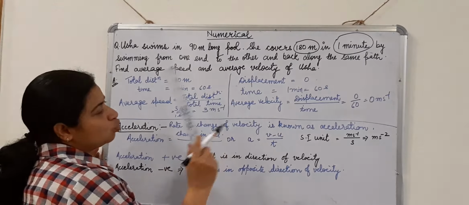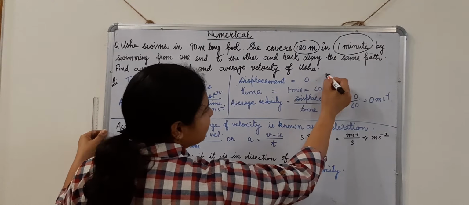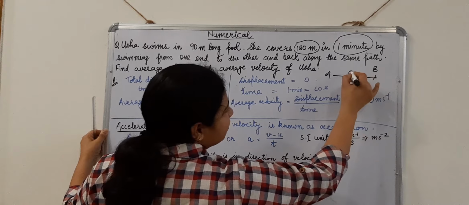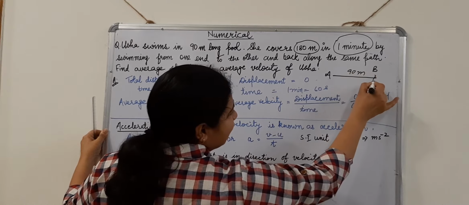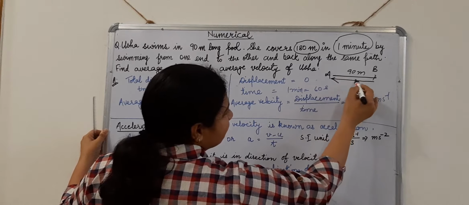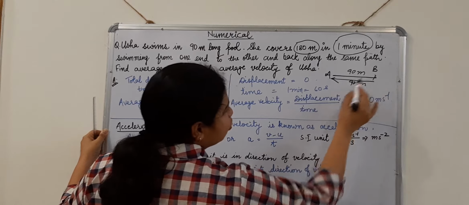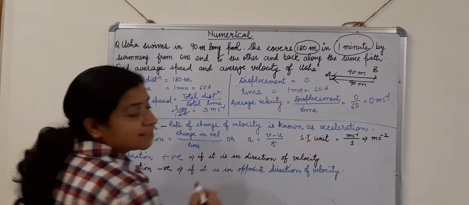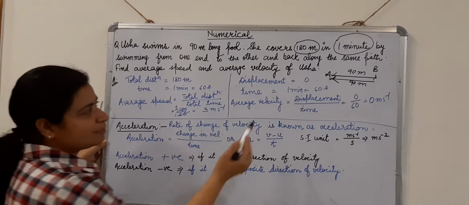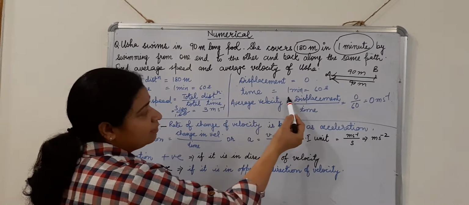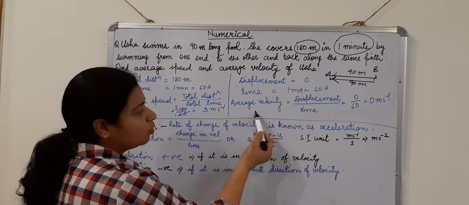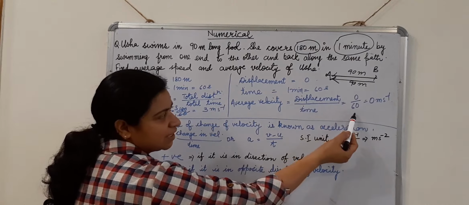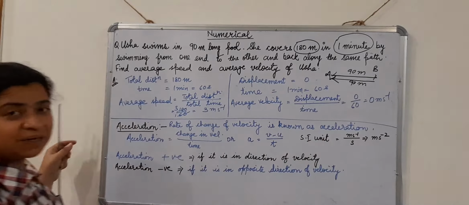As Usha had started from this point A, she went to this point B. This is 90 meter long and then she came back here. And this is also 90 meter. If the initial and the final point is the same, in that case the displacement will be 0. And the time taken by her is 60 seconds. So the formula of average velocity is displacement upon time, that is 0 upon 60, that is 0 meter per second.